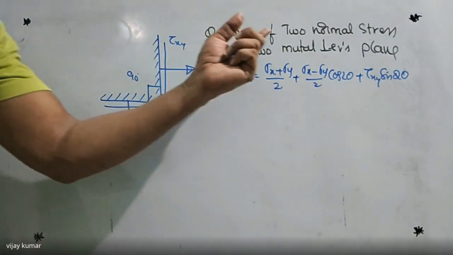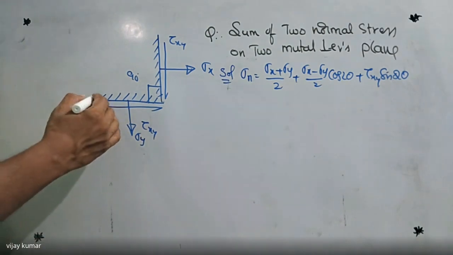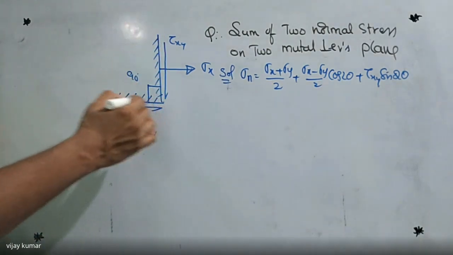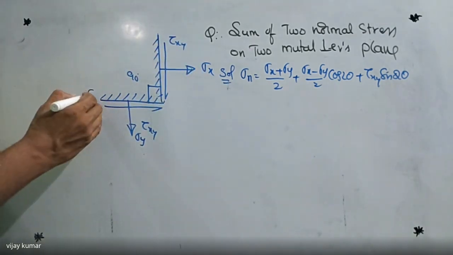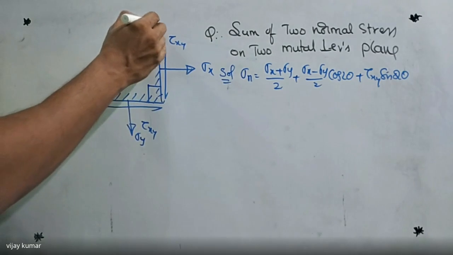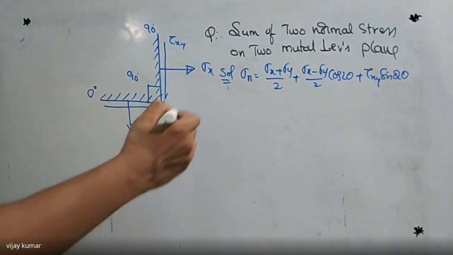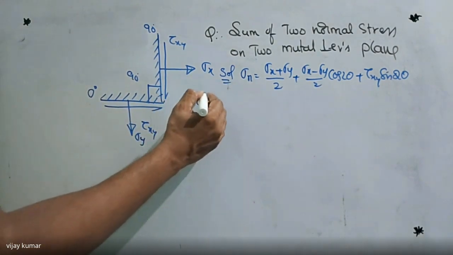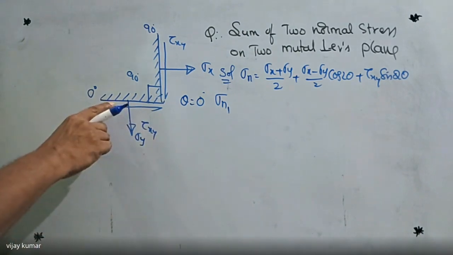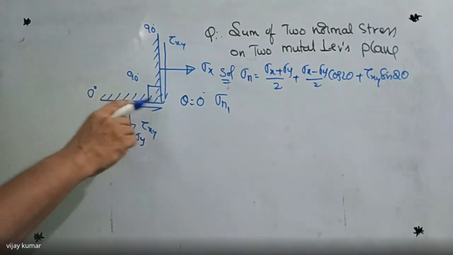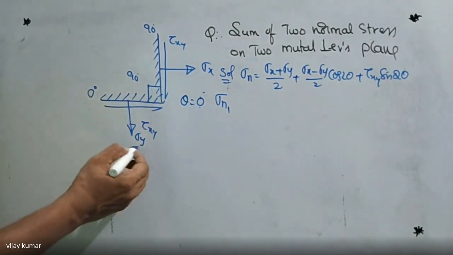Right. So here he is asking for the sum of the two normal stresses on two mutually perpendicular planes. So what is the angle of the plane here? One angle is nothing but zero, and the other is 90 degrees. So I'm taking this as the 0 degree plane and this as the 90 degree plane. Substituting theta equal to 0, we get one normal stress on this plane.